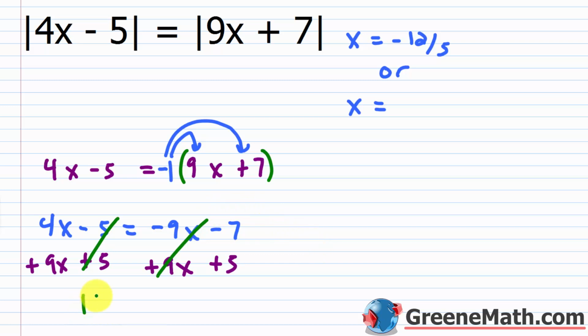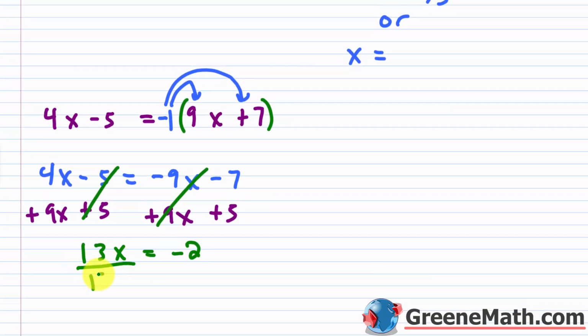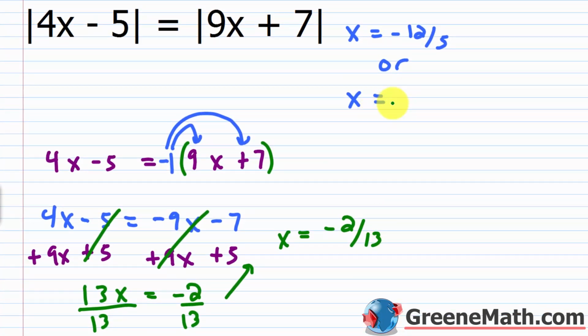4x plus 9x is 13x. This is equal to negative 7 plus 5, which is negative 2. If we divide each side by 13, we're going to get that x is equal to negative 2/13. So x equals negative 2/13.